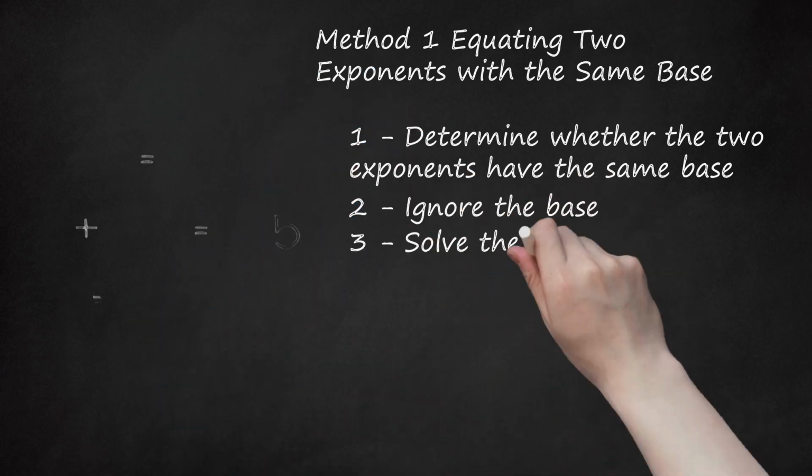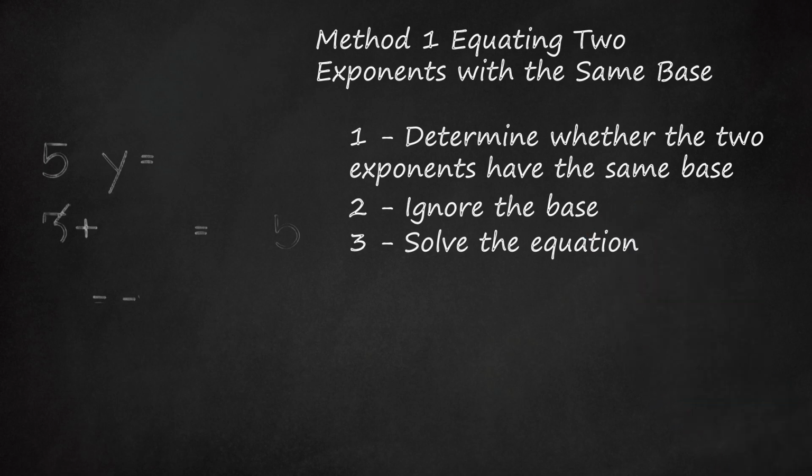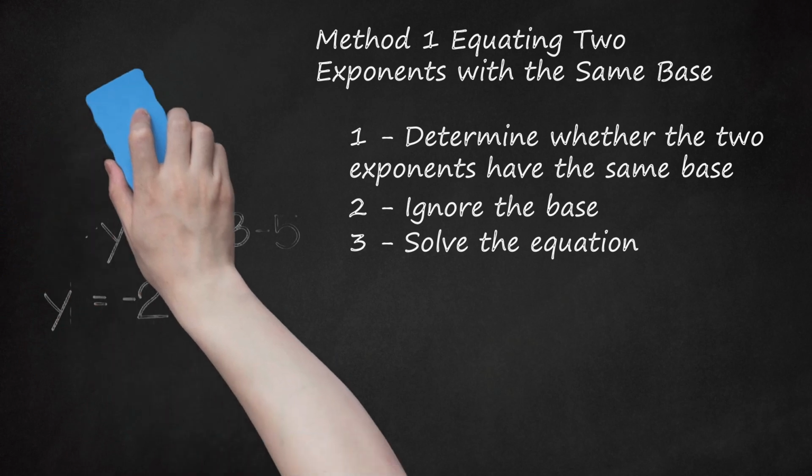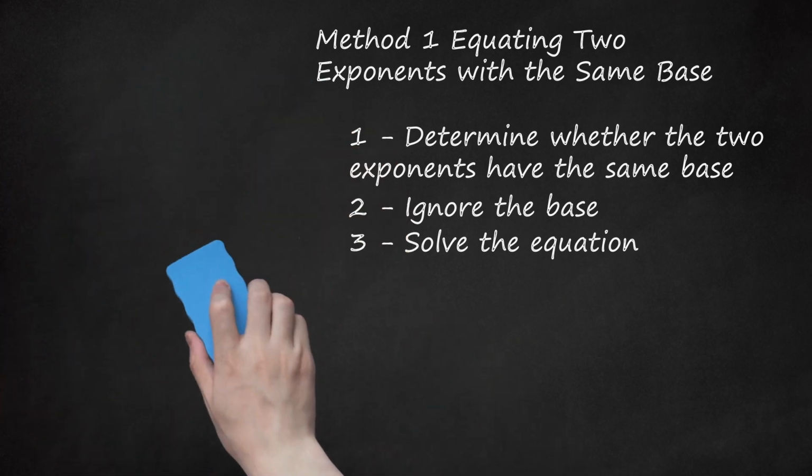3. Solve the equation. To do this, you need to isolate the variable. Remember that whatever you do to one side of an equation, you must do to the other side of the equation. For example, 5 + y = 3. 5 + y - 5 = 3 - 5. y = -2.